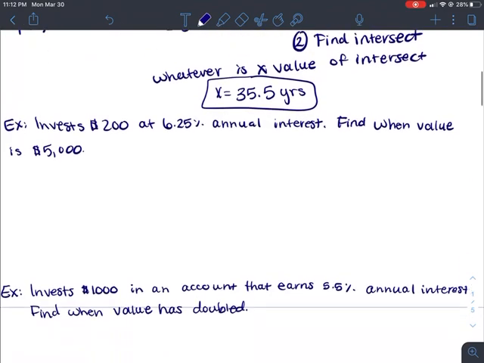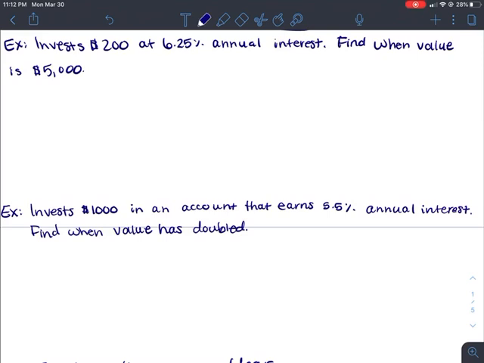Okay, so here we have another example where this person invested $200 at 6.25% annual interest. They ask us to find when the value of this account is going to equal $5,000. I have my P, which is 200, my R, which is 0.0625, and my T, which is still x. Or you can leave it as T, whichever you want. It's just that when I plug it into my calculator, it's going to be x. And my Y2 is 5,000.